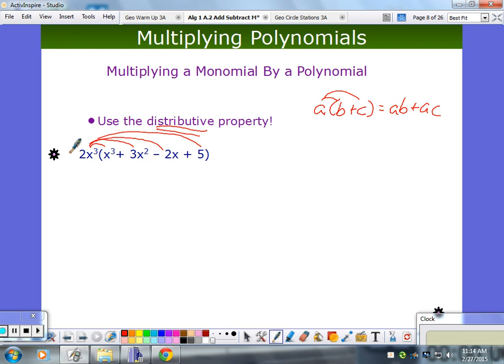What is 2x cubed times x cubed? I'm not adding anymore. Yes, sir. 2x is 6. Yes. Remember, when you multiply with the same base, you add exponents. Excellent. Yes, ma'am. Okay, so it's 2x cubed times 3x squared.